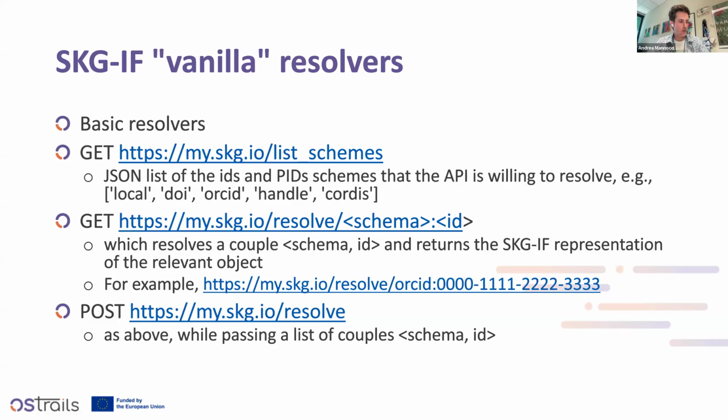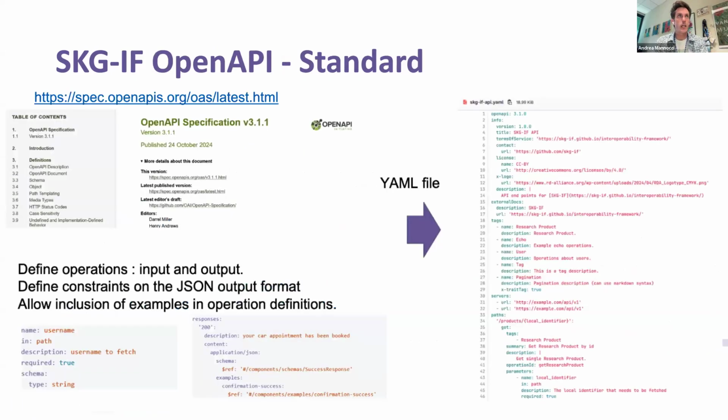One about the kind of ID schemes that the endpoint is willing to resolve, and the other 2 for getting a single shot resolution or bulk resolution: providing an ID and getting back the SKG-IF compliant representation of it, or a bulk of resolutions in a similar fashion. But since June 2024, when we started talking with GraphOS, we had more things coming.